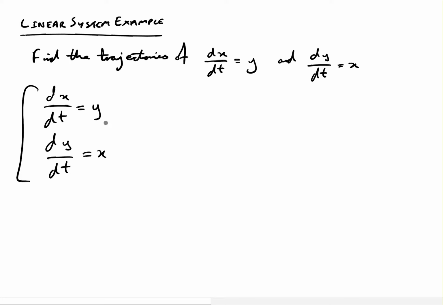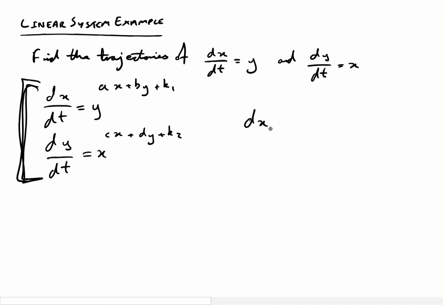Hopefully, you can see these two things are both linear. Remember, whenever we've got a linear thing, we've got ax plus by plus k1, which is the general form, and we have cx plus dy plus k2. Basically, what we want to do is combine these two equations into one equation, and we do that by writing dx by dt equals Ax plus k.